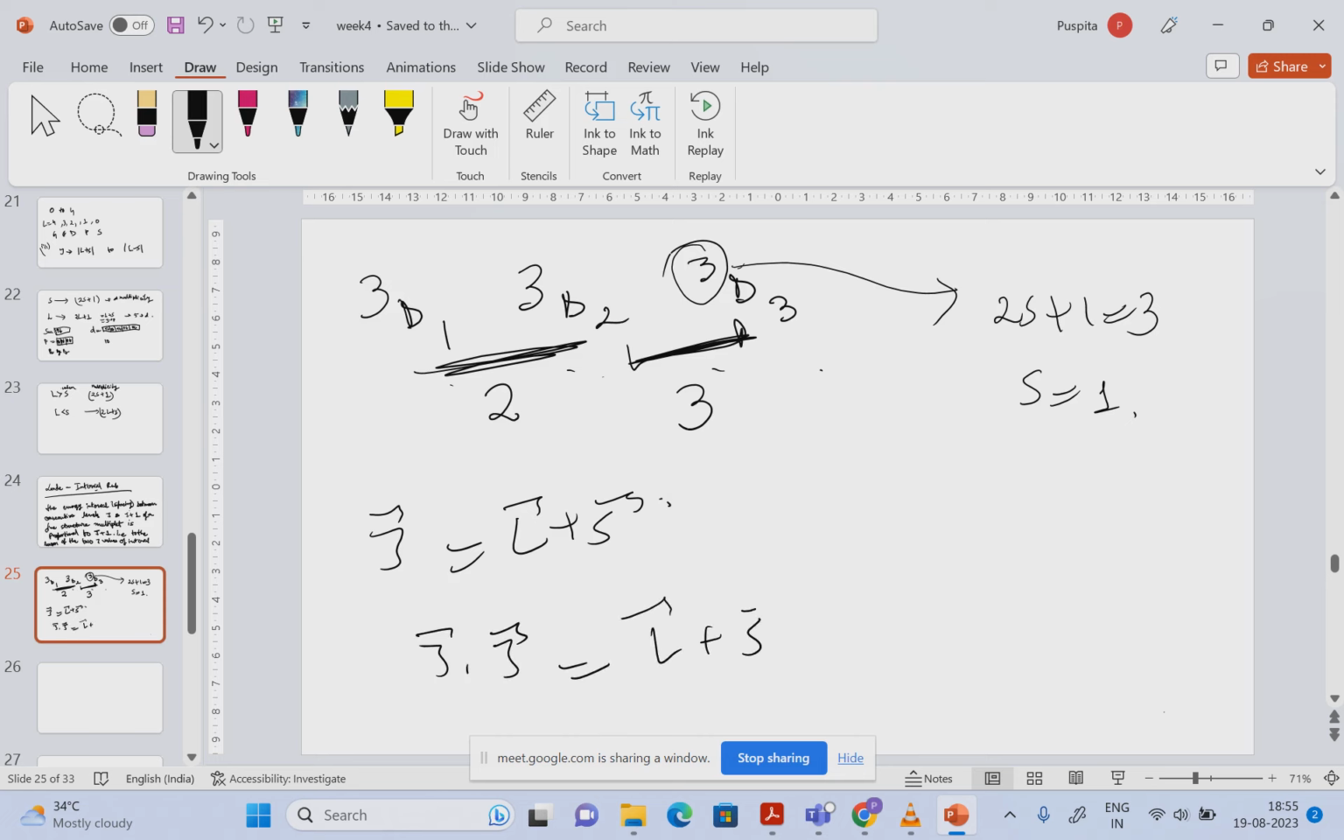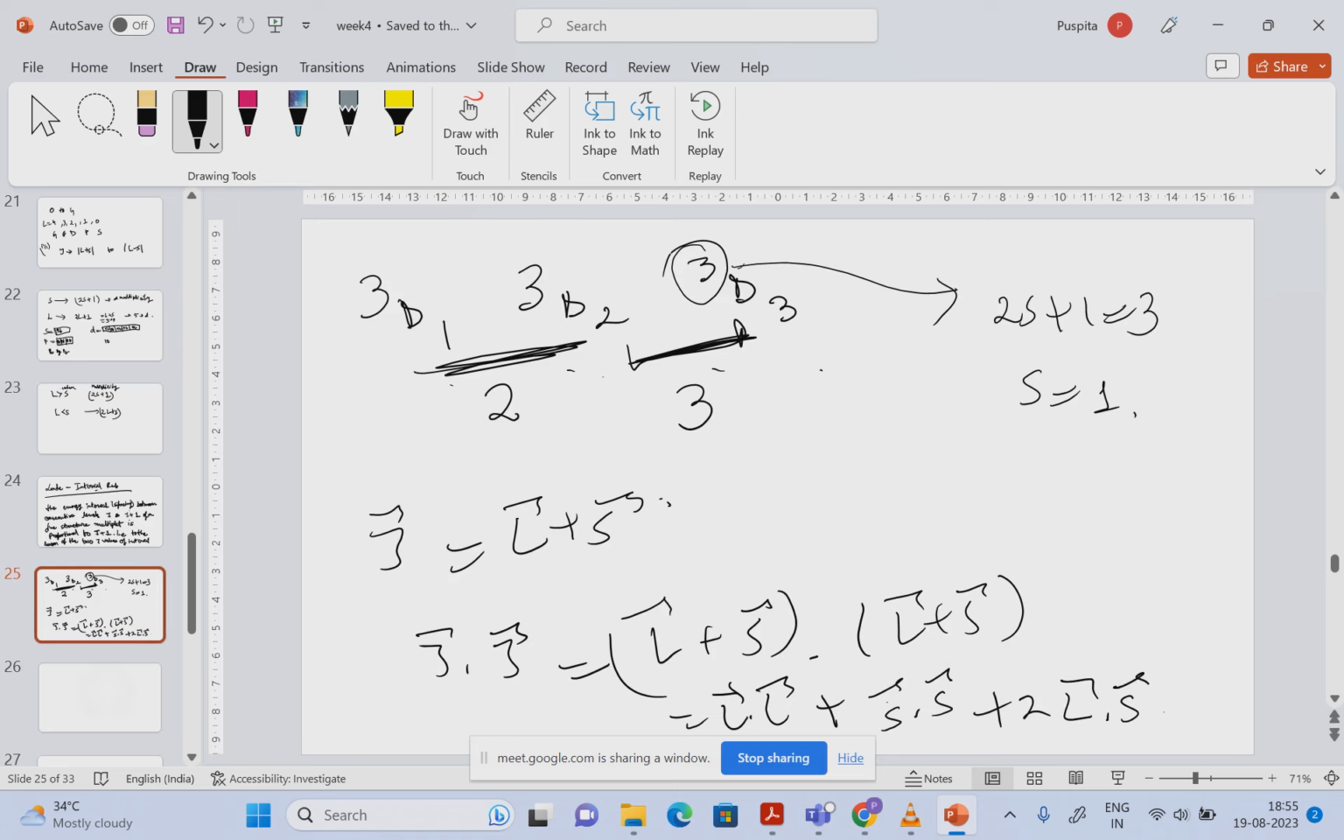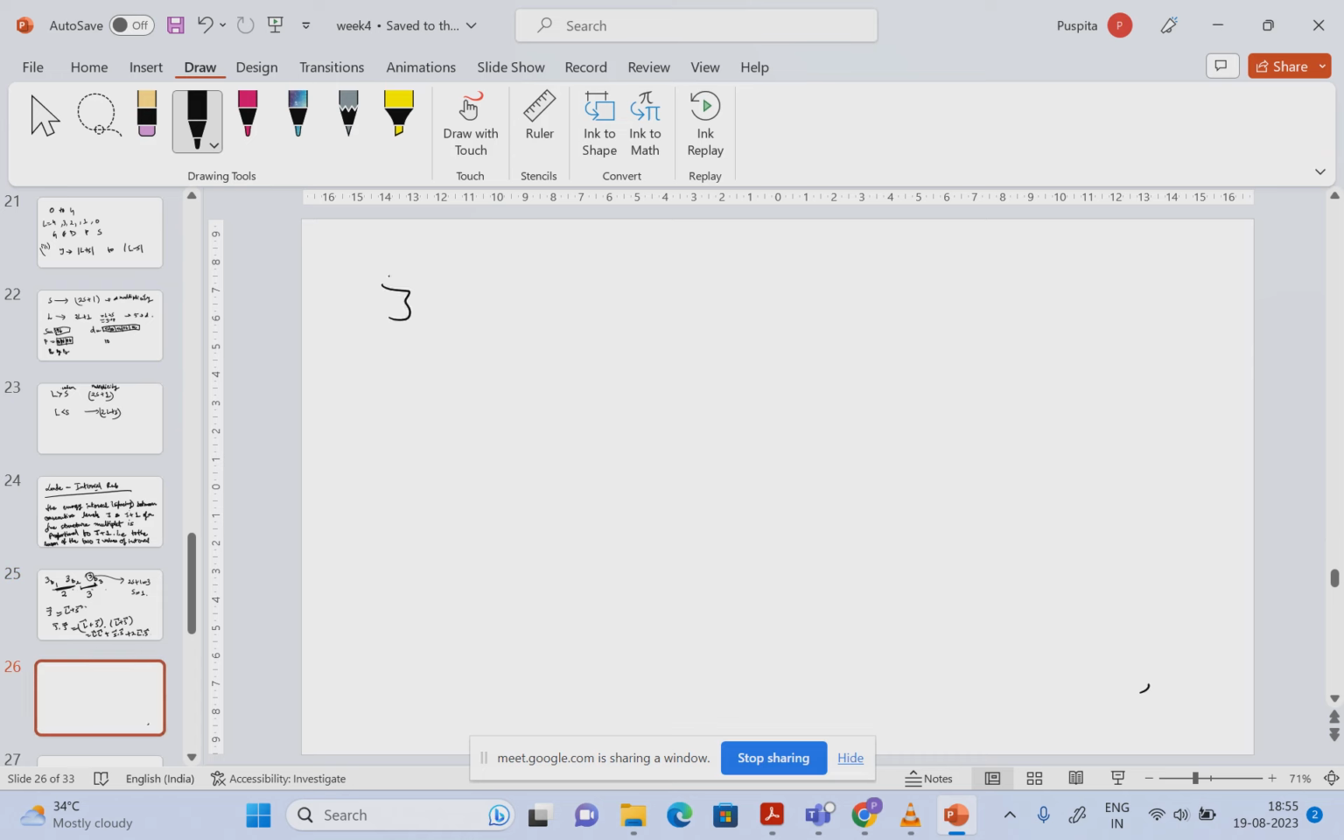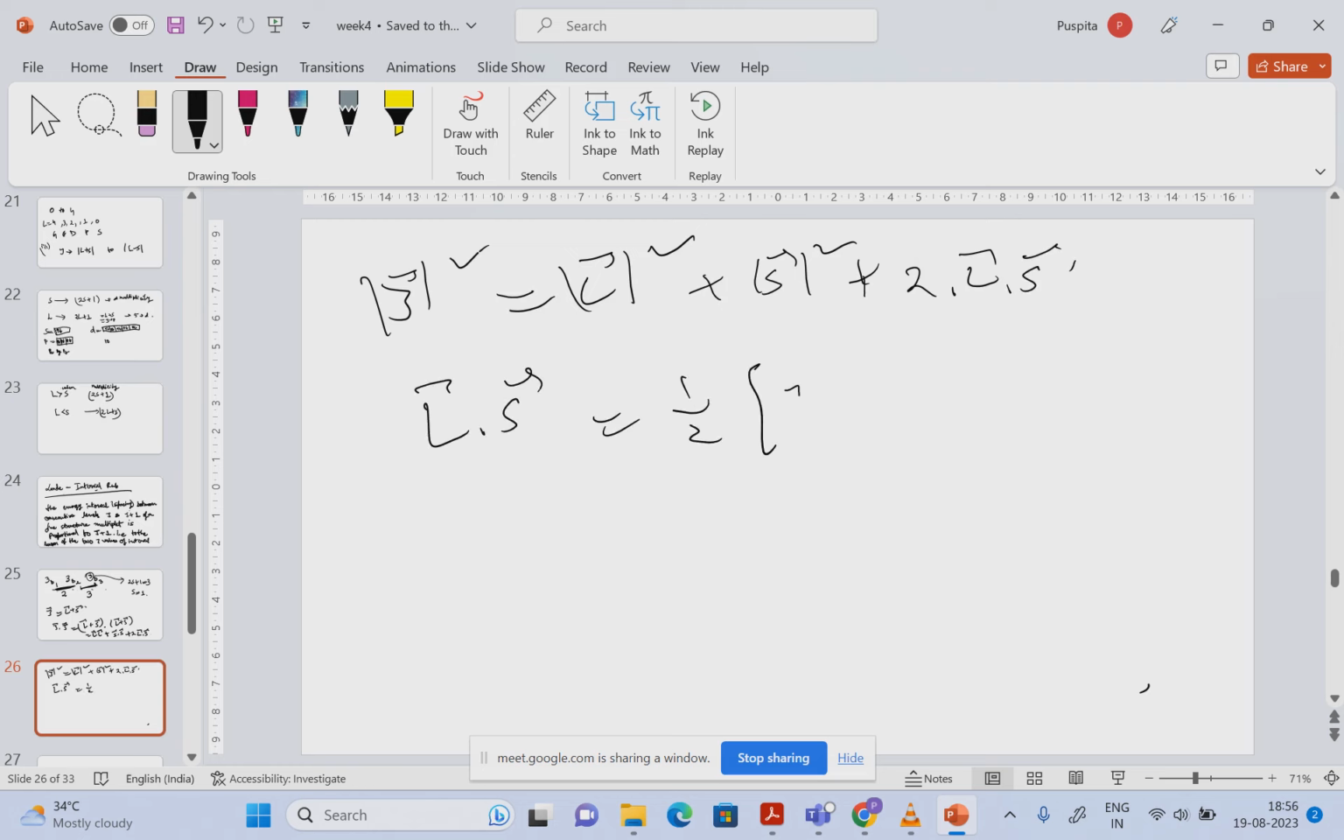So what will be the product? L dot L plus S dot S plus 2 L dot S. So we can say J square is L square plus S square plus 2 L dot S. So L dot S will be half of J square minus L square minus S square.